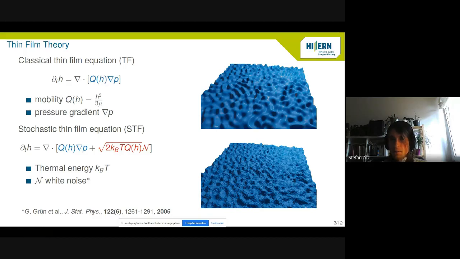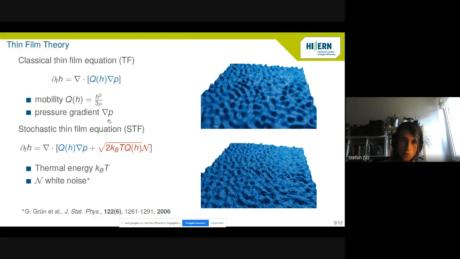It's simple to write it down. It's not so simple to solve it, and it's even harder to solve it numerically. However, as I pointed out, this equation does not give us the correct rupture times or the correct stability prediction for our film. So also here in Erlangen, Günther Grün and Klaus Mecke and others, and even Howard Stone at the same time, came to the idea that maybe one can, similar to the Navier-Stokes, add a stochastic term, so to say, thermal fluctuations, to the game.